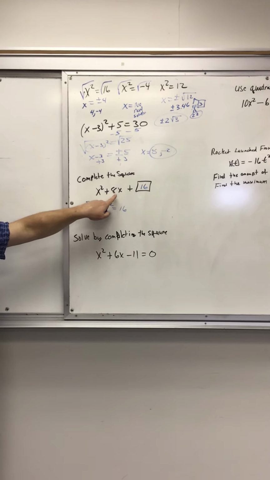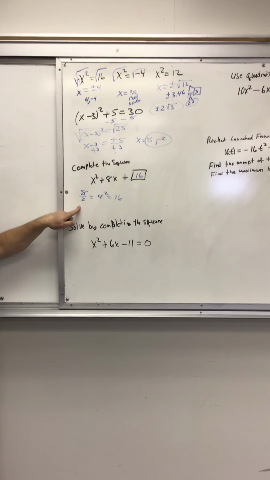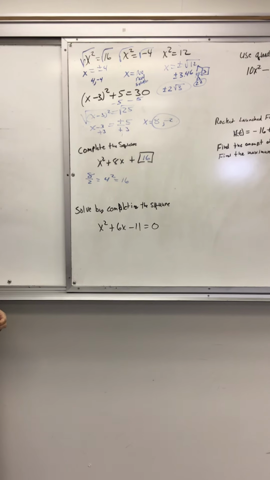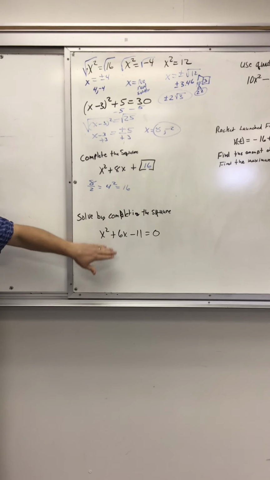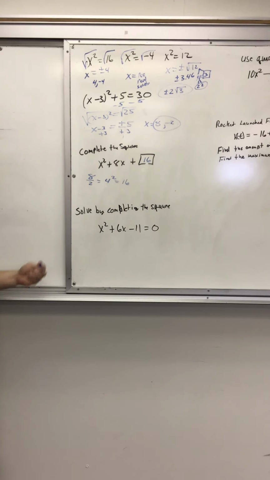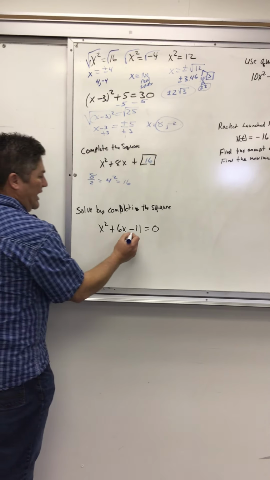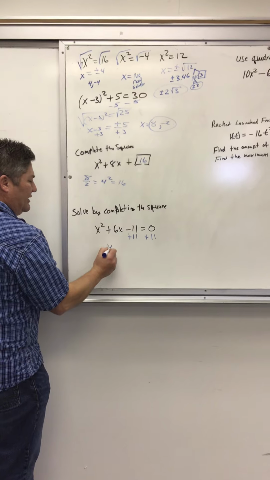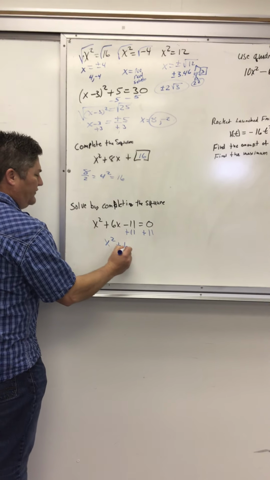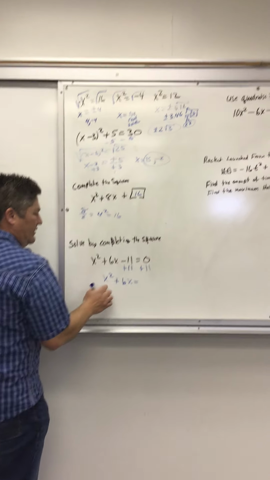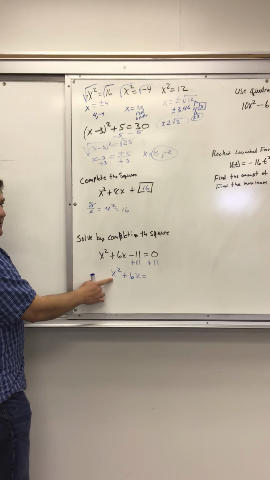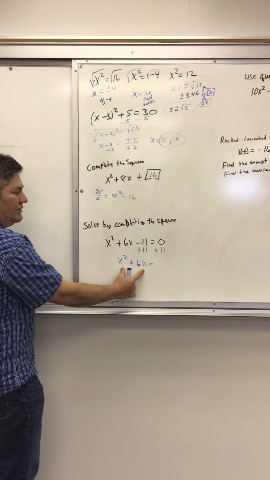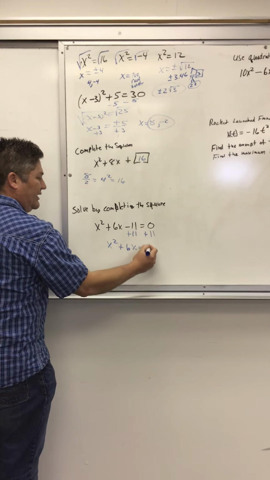Again, take half of the number in front of the x, square it, and that's what goes in the box. Okay. The next problem is going to say solve by completing the square. Again, fairly easy here. I'm just going to add 11 to both sides, and this is kind of the key to completing the square. You have to get the quadratic and the linear on one side of the equation, and then the constant on the other.